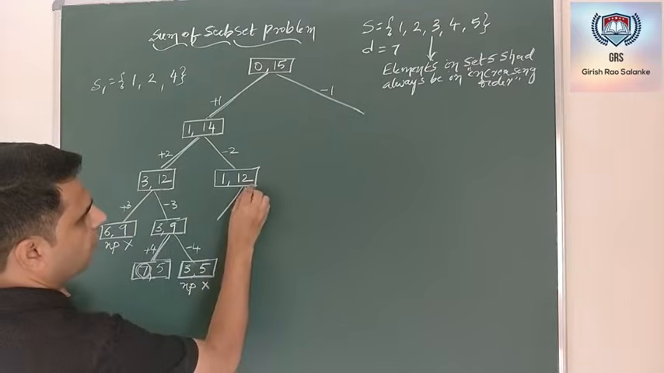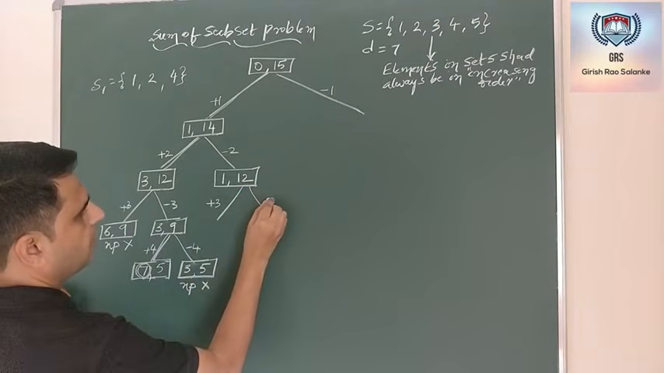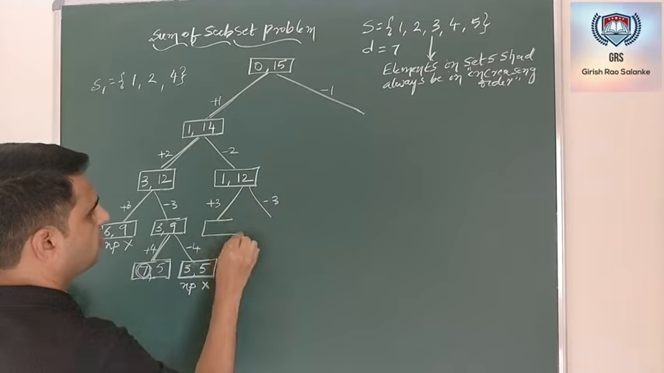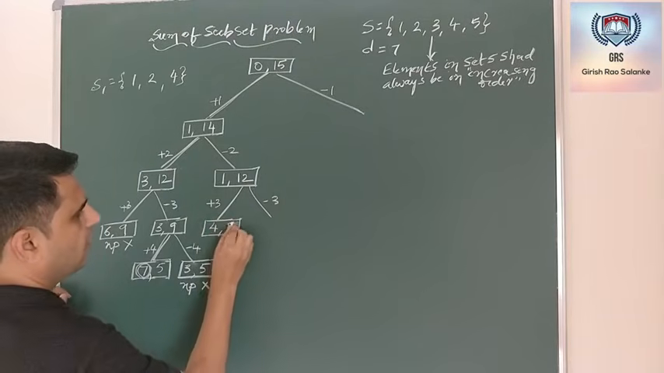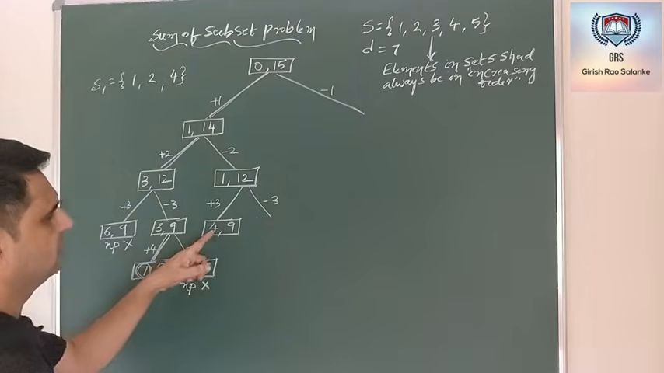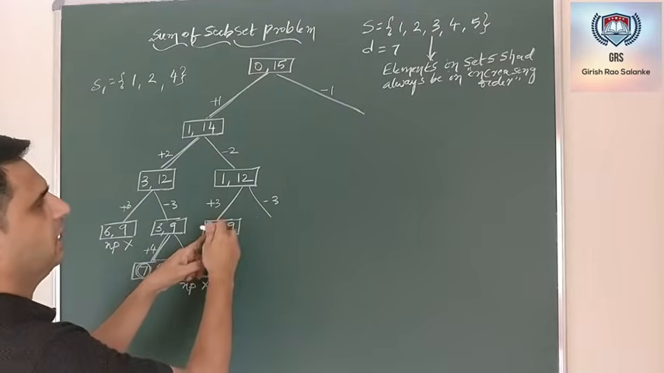Now go to the next level. So this is +3, -3. How much is this? 1 plus 3 is 4, and 12 minus 3 is 9. Now the next object is 4.